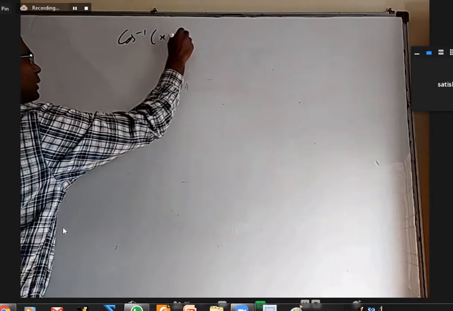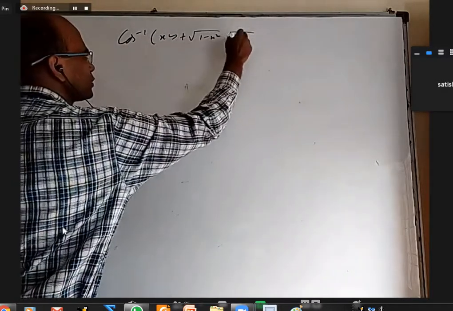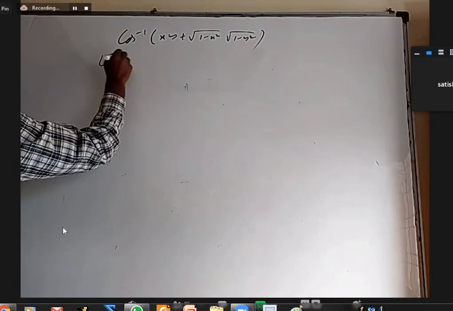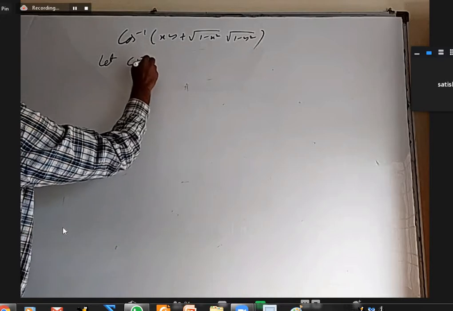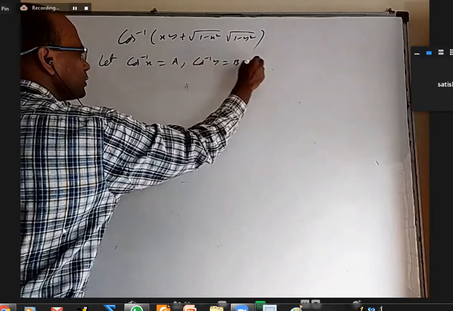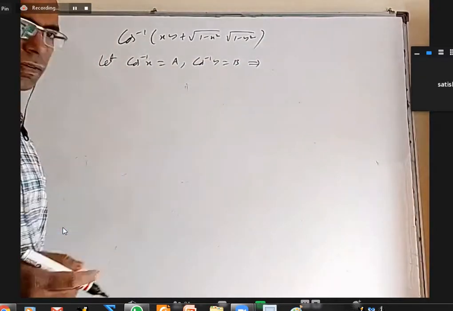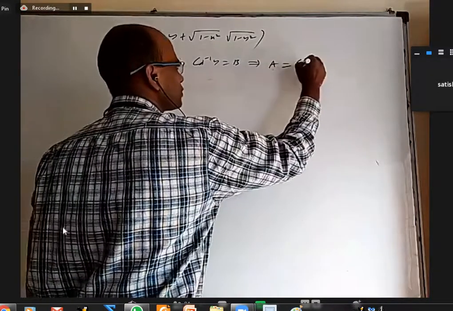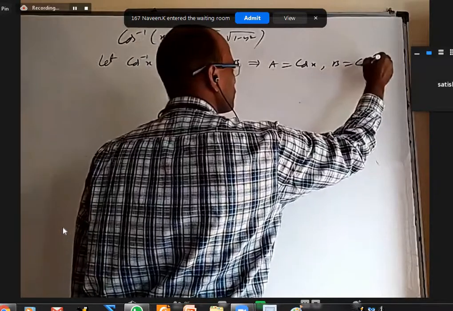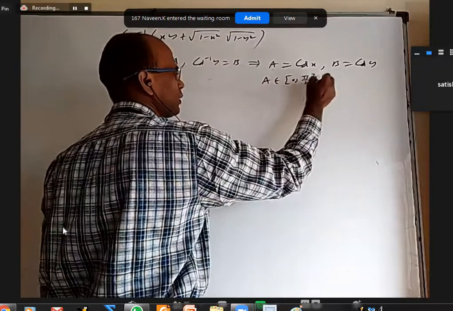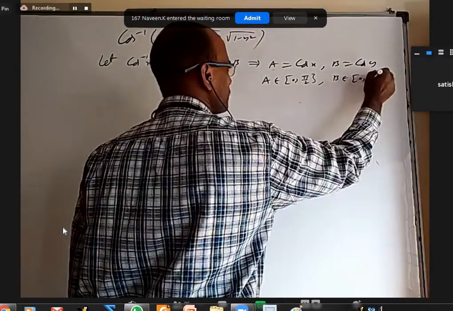So what is it? cos inverse of xy plus root over 1 minus x square, root over 1 minus y square. Let cos inverse x be equal to a and cos inverse y be equal to b. And I think here also I gave x is between 0 to 1 and y is between 0 to 1. So a is equal to cos x, b is equal to cos y, and a belongs to 0 to pi by 2 and also b belongs to 0 to pi by 2.